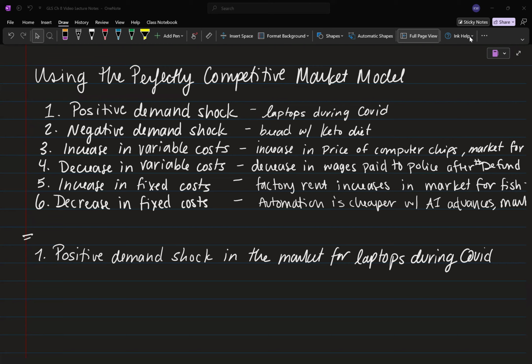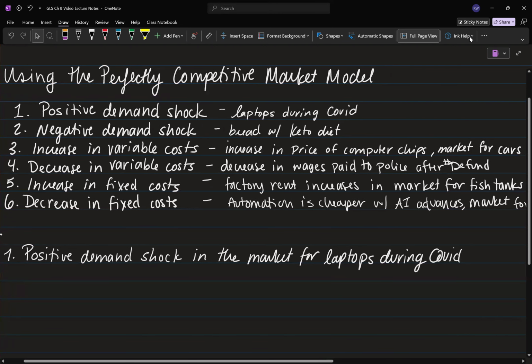So we'll start with a positive demand shock, looking at the market for laptops during COVID. Second, we'll look at a negative demand shock, where we'll look at the market for bread when the keto diet becomes popular. Third, we'll look at an increase in variable costs. So in that case, we'll look at the market for cars when the price of computer chips goes up. Fourth, we'll look at a decrease in variable costs.